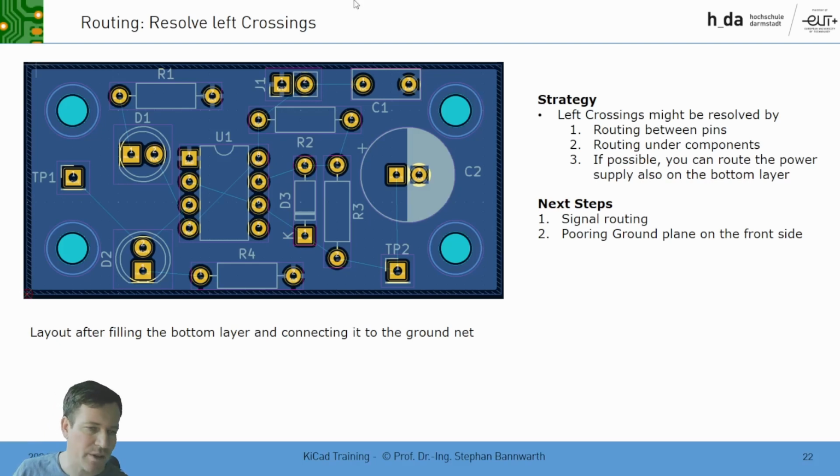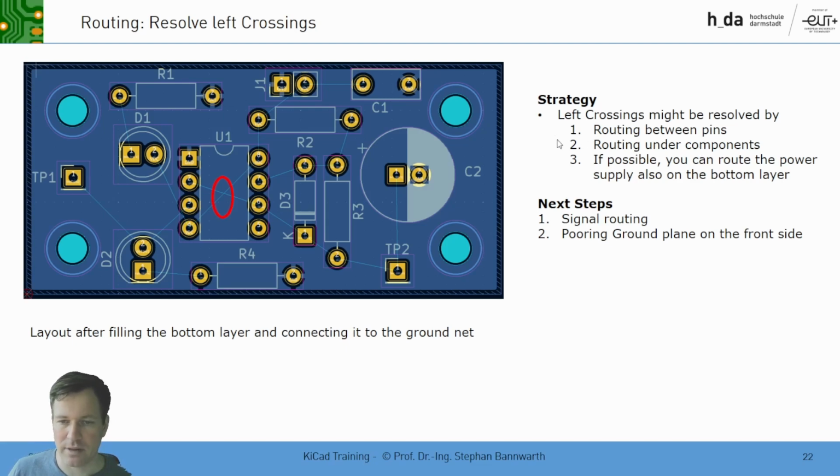Okay, what we are seeing now is our board, how we just stopped in our layout editor. And the problem we want to resolve is the crossing here. So in principle, you have different strategies to resolve crossings. First is you can route between pins. This means if the width of this trace can be small, you can go between two pins of a device. You can do it. I try to avoid it.